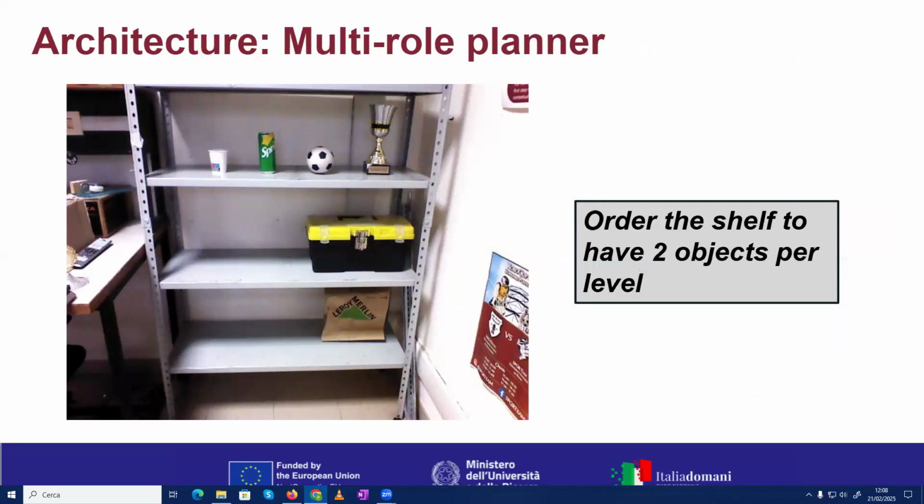In this case, the goal is generated by the LLM, so it's not replicable. So in the first try, we can put the trophy in the middle shelf and the ball on the bottom shelf. So we don't put a constraint in the LLM, but if in the description we say to order the shelf to have 2 objects per level, moving the trophy to the bottom shelf and the cup to the middle shelf, the LLM executes the plan in this way.